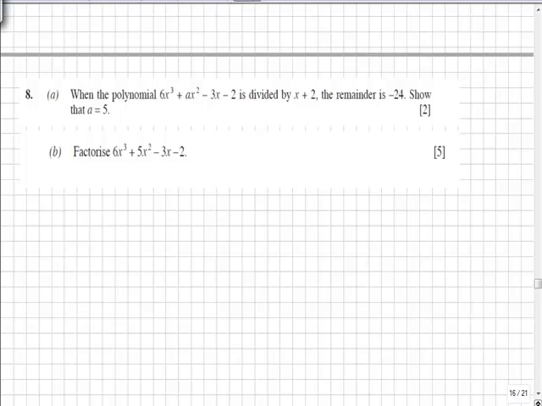In part B, we're asked to then factorise the polynomial. In the first instance, we need to find a substitution of a number into the polynomial that gives a remainder of 0. That would then give us a factor.